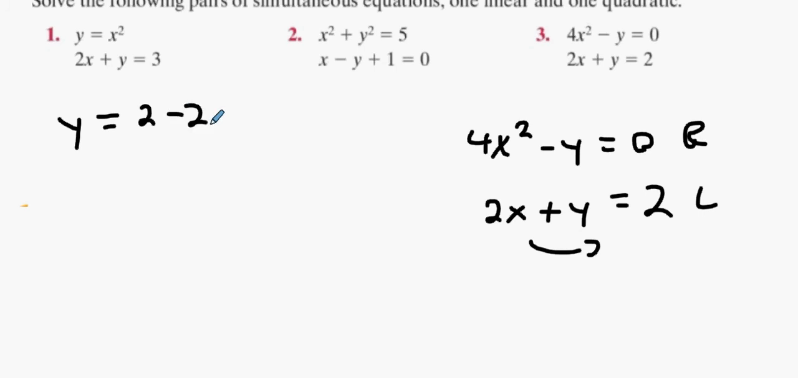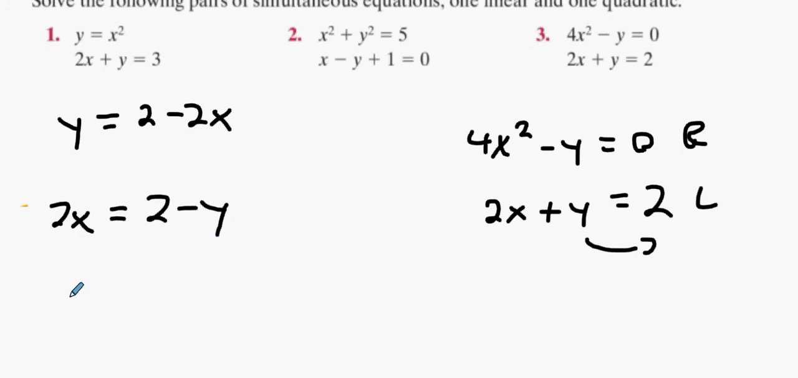Yeah, that's nice. Now, if you did x, what would happen? You move the y over the other side. What happens when you move the y over the other side? Equals 2 minus y. Then x equals 2 minus y over 2. Which one do you think is the easier option? We don't want to be that guy who goes down the really difficult path again. So which option do you think you should take?